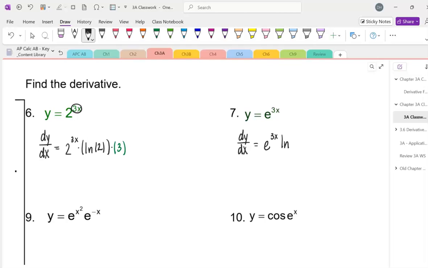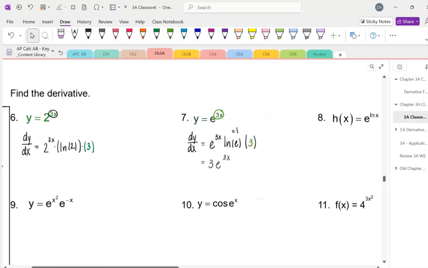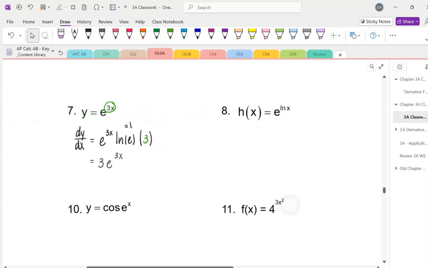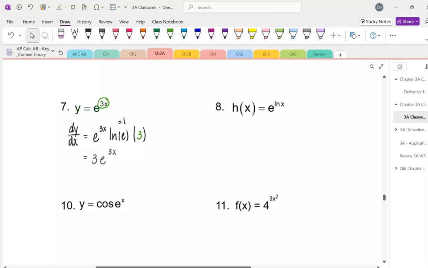Natural log of the base, which is e, natural log of e, and then multiplied by the derivative of the exponent right here. The derivative of the exponent is just 3. And the only thing that I'm going to do is say that natural log of e equals 1. So essentially our final answer is going to be 3e to the 3x. So it's the derivative of the outside, so it's a rewrite, natural log of the base, and then multiplied by the derivative of the exponent.